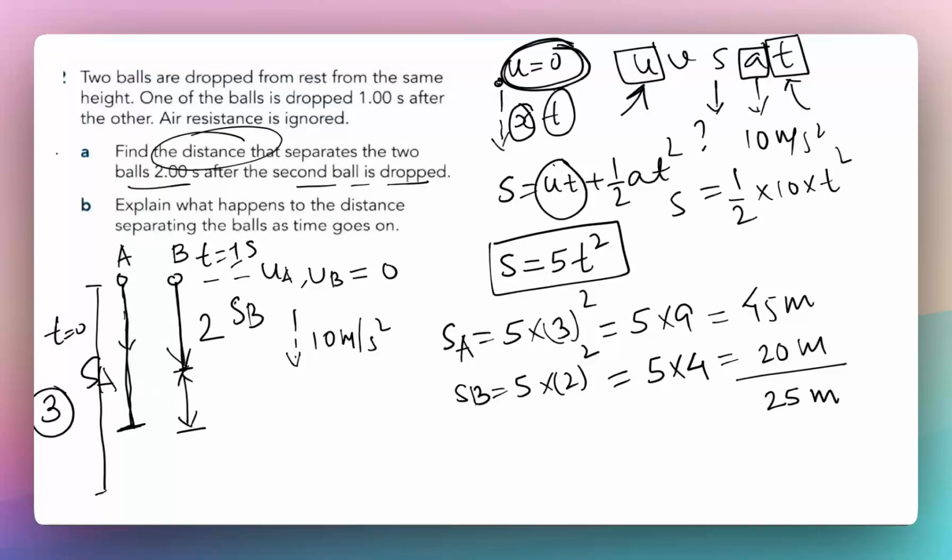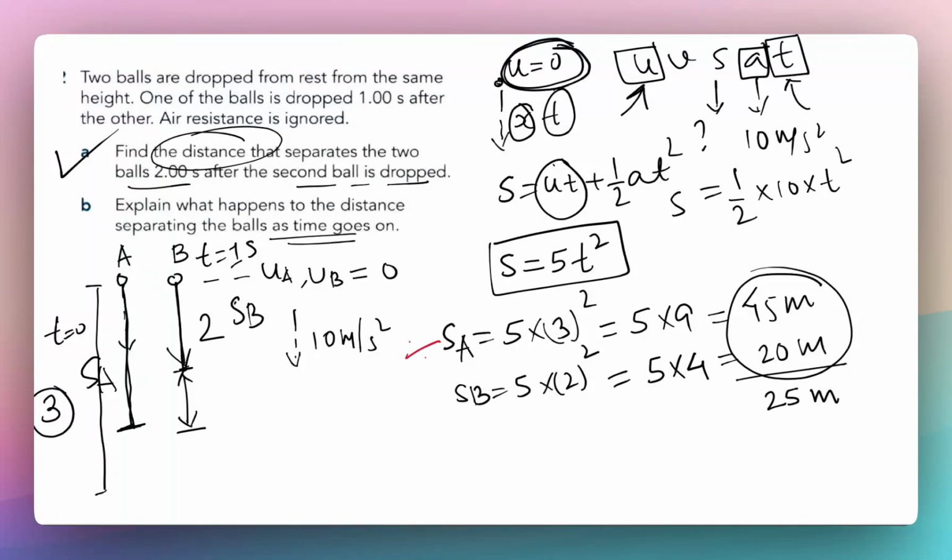With that, we are finished with part A. Part B asks what happens to the distance separating the balls as time goes on. We can speculate, but s is directly proportional to t squared. The simplest way of answering this question is to take 1 more second and see whether the distance increases or decreases. So instead of 3 seconds, we can take 4 seconds.